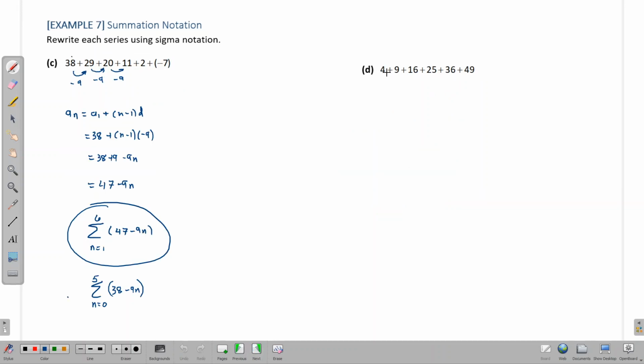Okay, last one. First thing we should look at is, is it arithmetic? And you can see that you're adding 5, and then you're adding 7. That's not arithmetic, so that's not going to work. So we need to come up with something else.